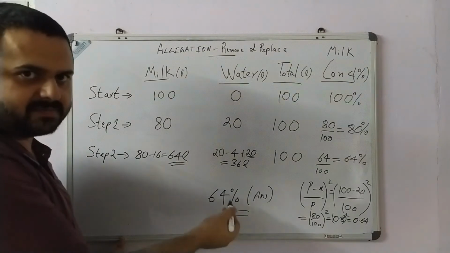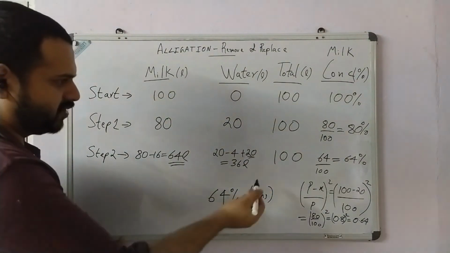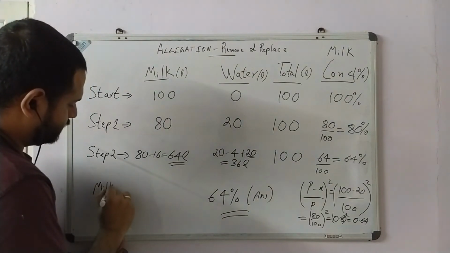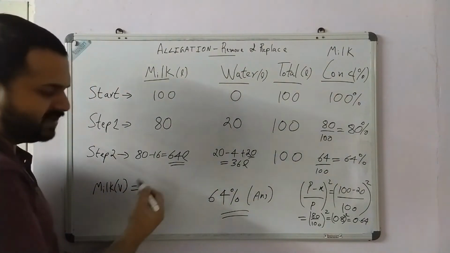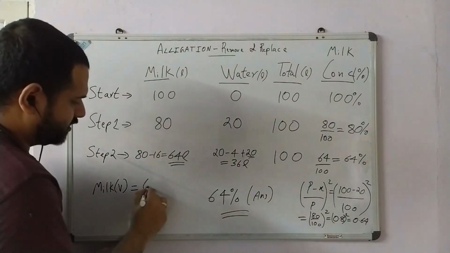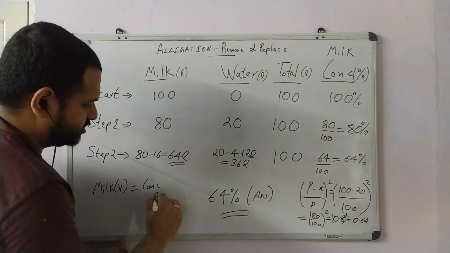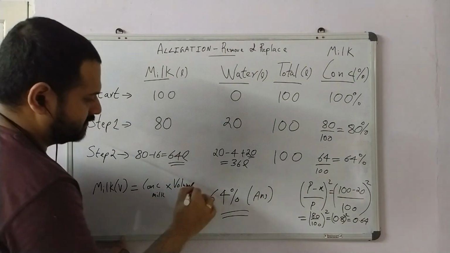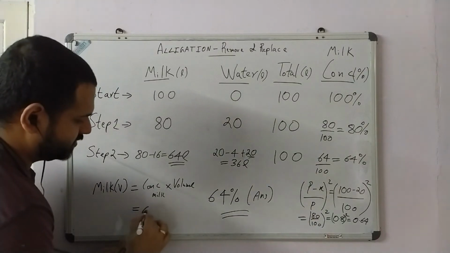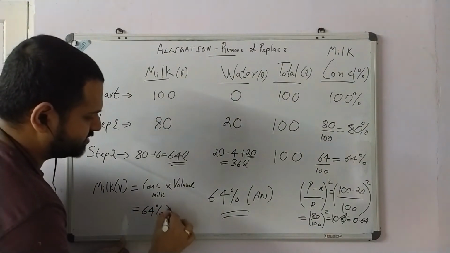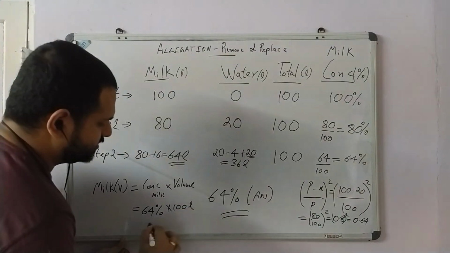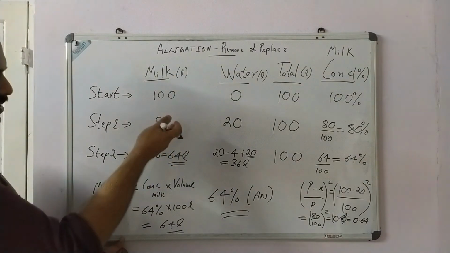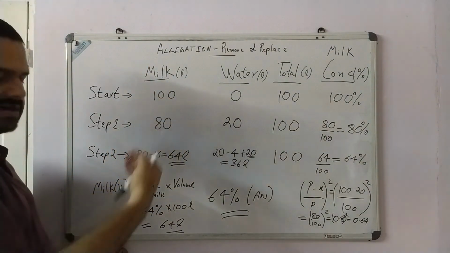You have found out the percentage of milk in the solution, right? And what's the total volume? 100. So the volume of milk in the solution is the concentration of milk into volume, right? Which is 64% into 100 liters, which is 64 liters, right? That's what we found out here as well, manually doing it step by step.